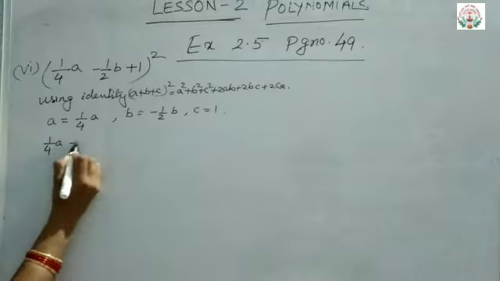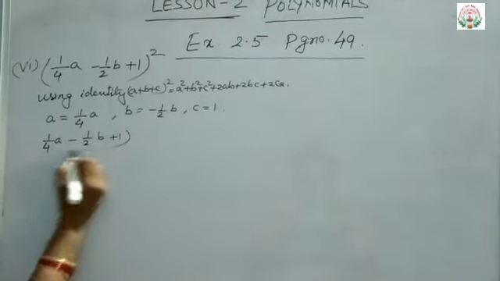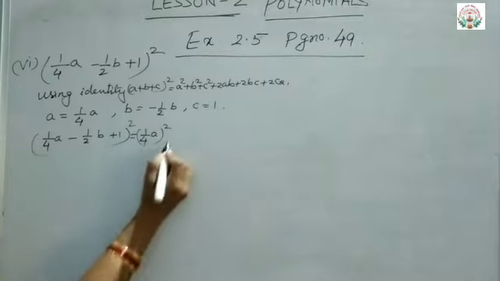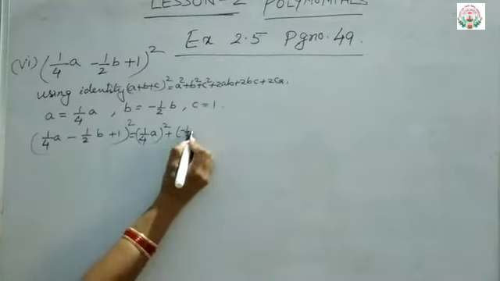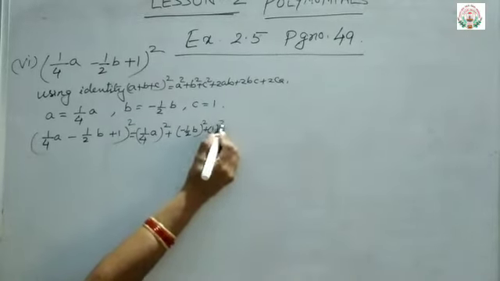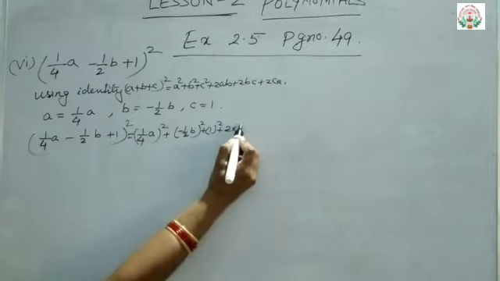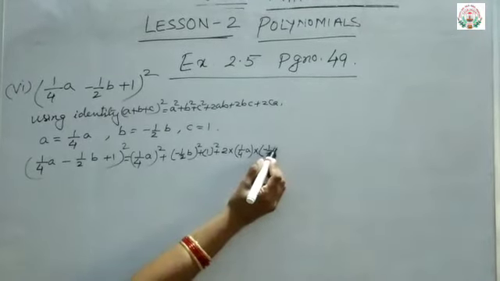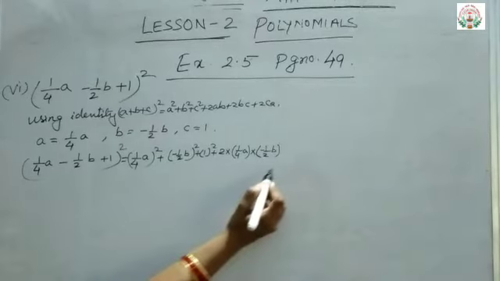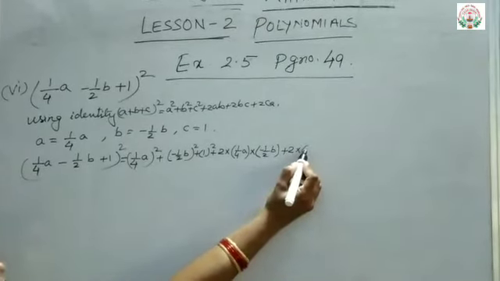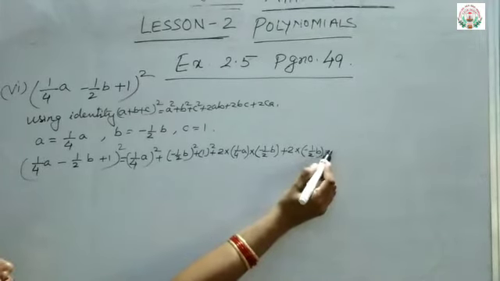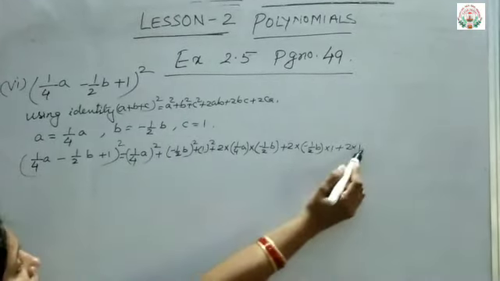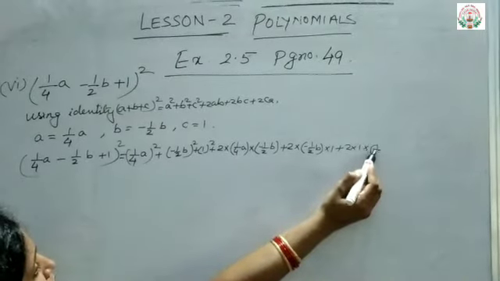Now putting this in the above identity, what will you get? (1 upon 4a minus 1 upon 2b plus 1) whole square equals, what is a? 1 upon 4a whole square plus minus of 1 upon 2b whole square plus 1 square plus 2 into 1 upon 4a into minus 1 upon 2b, then plus 2 into minus 1 upon 2b into 1 plus 2 into 1 into 1 upon 4a, because what is c? 1.